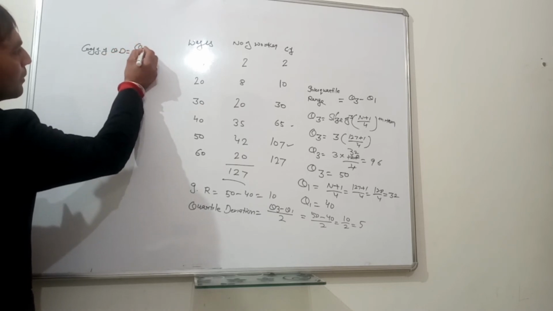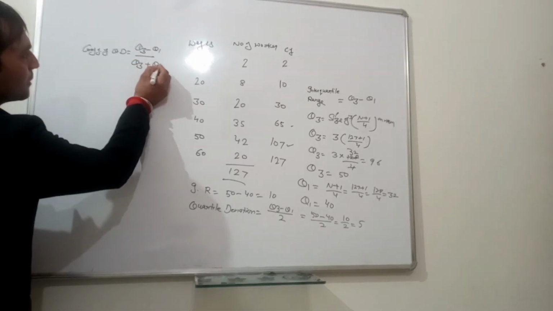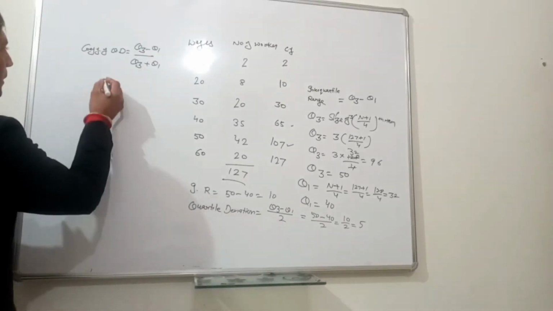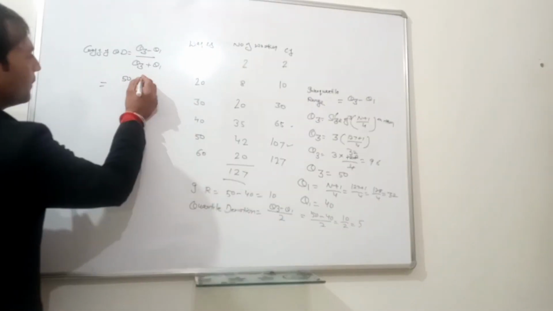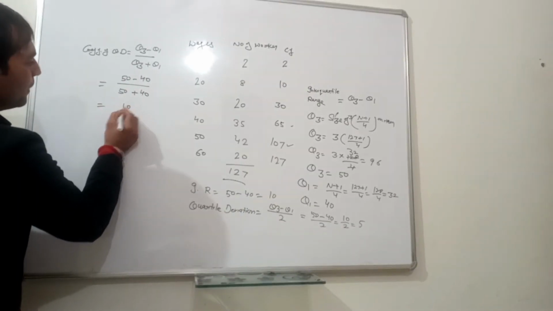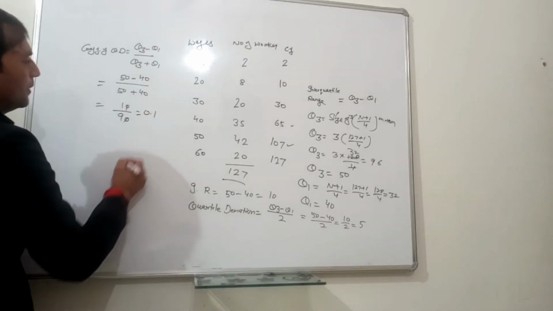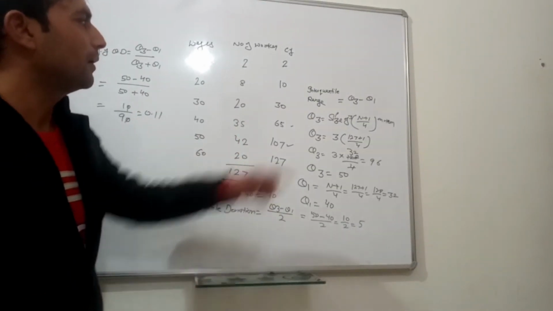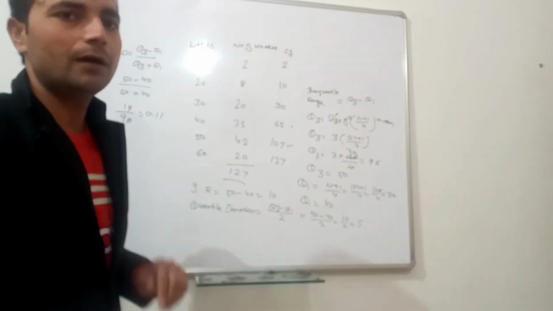The coefficient of quartile deviation is equal to quartile 3 minus quartile 1 upon quartile 3 plus quartile 1. This is the formula of the coefficient of quartile deviation. Here quartile 3 is equal to 50 and quartile 1 is equal to 40, so 10 upon 50 plus 40, 10 upon 90, which is 0.11. This is the calculation of interquartile range, quartile deviation and coefficient of quartile deviation.